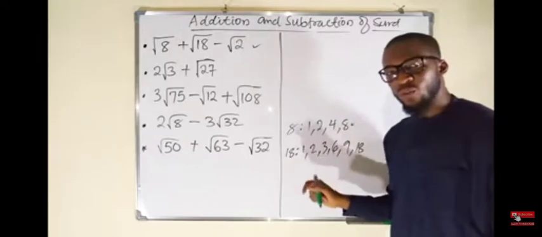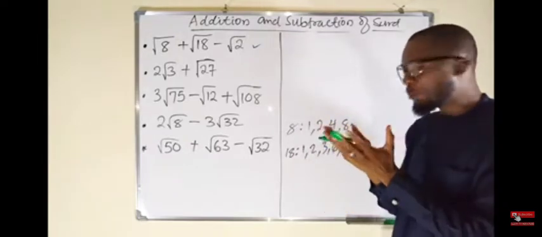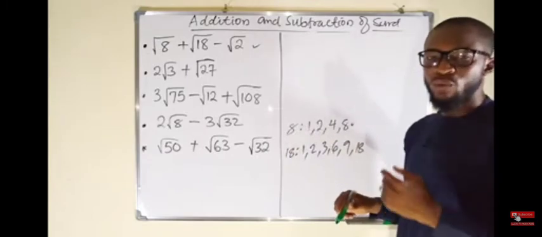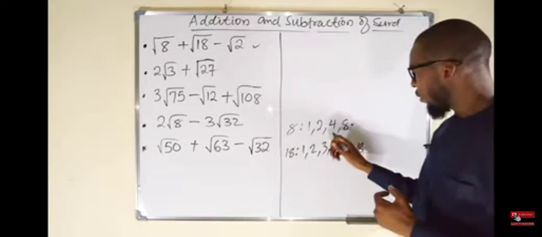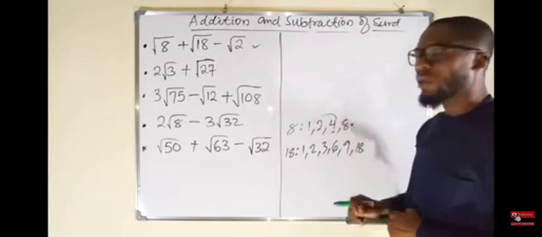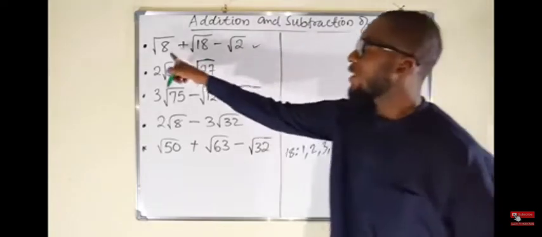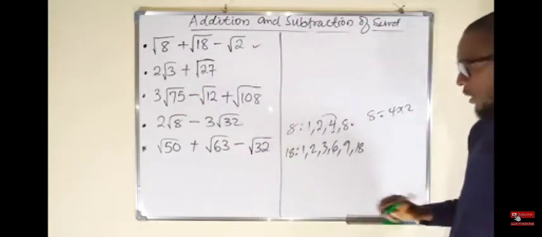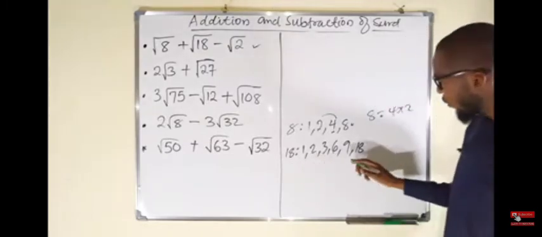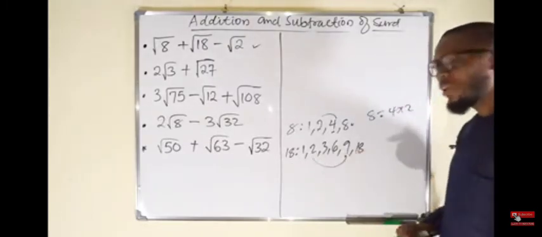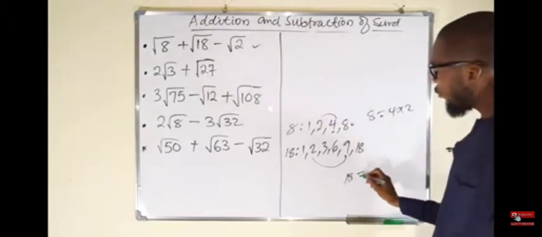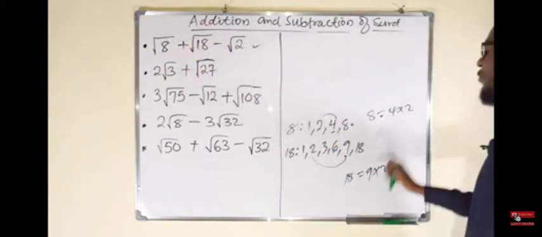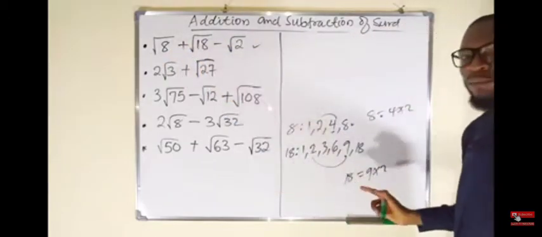Out of these numbers, we want to find 2 numbers that we can multiply together to get 8. But one of the numbers must be a perfect square number. The only perfect square number here is 4, and 4 times 2 is equal to 8. So therefore, we can write 8 as 4 multiplied by 2. Then coming on here, the only perfect square number is 9, and 9 times 2 is 18. So we say 18 is equal to 9 multiplied by 2. So we can replace 8 with 4 times 2 and 18 with 9 times 2.